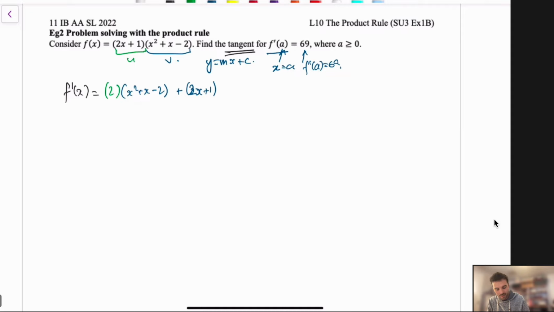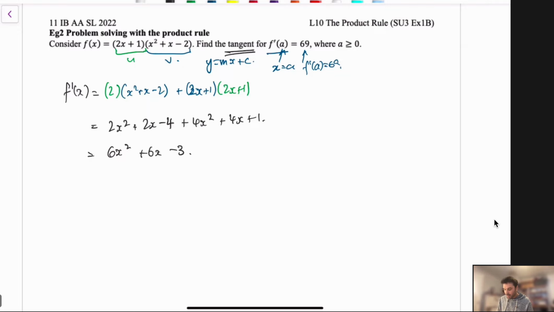Sorry for my scrappy working. 2x plus 1. Oh, look, we got a repeated root there, and let's collect our terms. 2x squared plus 2x take 4 plus 4x squared plus 2x plus 2x, which is plus 4x plus 1. Let's collect those. 6x squared plus 6x, and the negative 4 plus 1 is take 3. Okay, so what we now have is we want to make it equal 69. So we want to find out for what value of x does it make a gradient of 69.